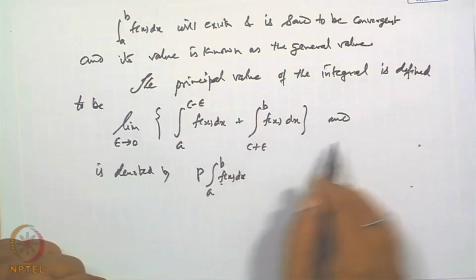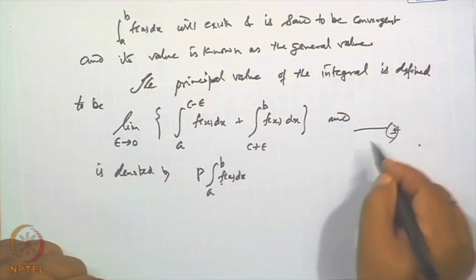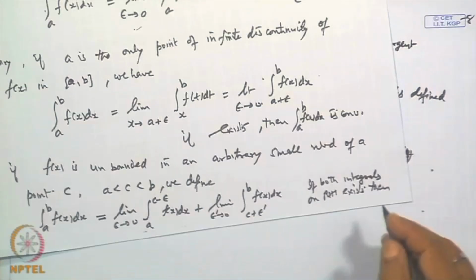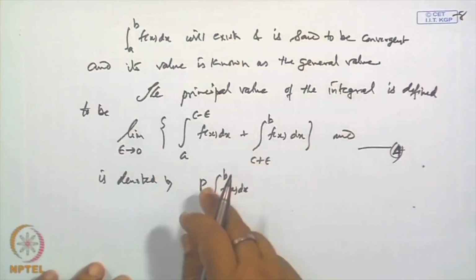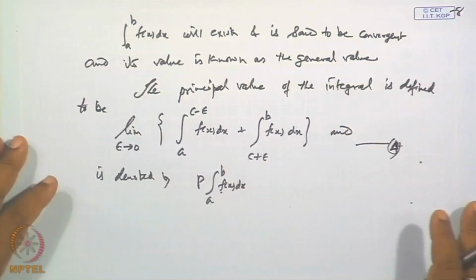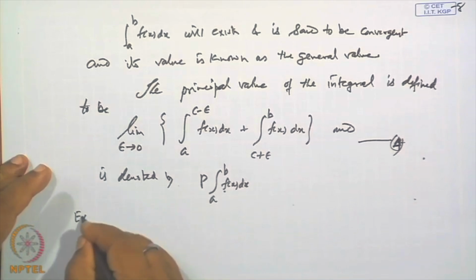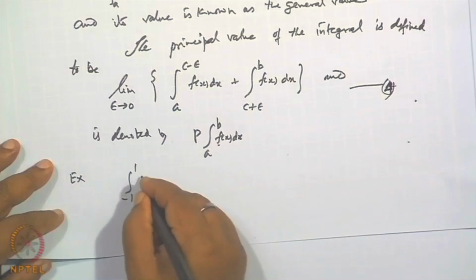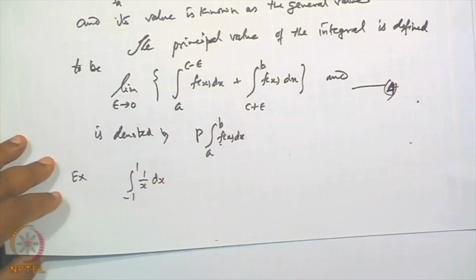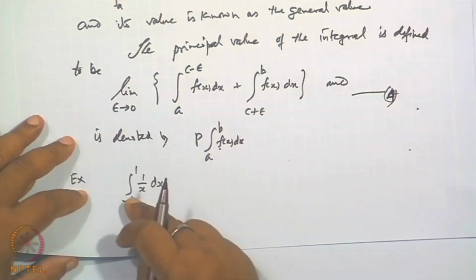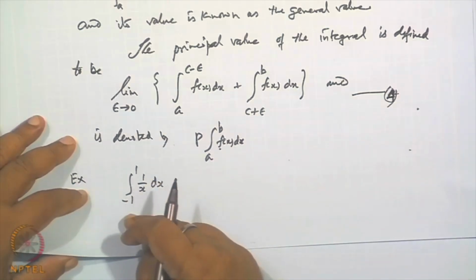Again the same case as earlier: the general value, if it exists, then the principal value has to exist. But if the principal value exists, the general value may or may not exist. Okay. For example, suppose I take this integral from minus 1 to 1 of 1 by x dx. The limits of integration are finite, but the function is not defined at x equal to 0. So it is an improper integral of the second kind.